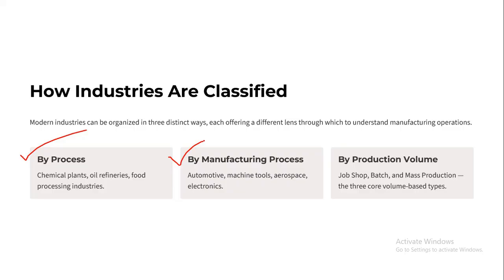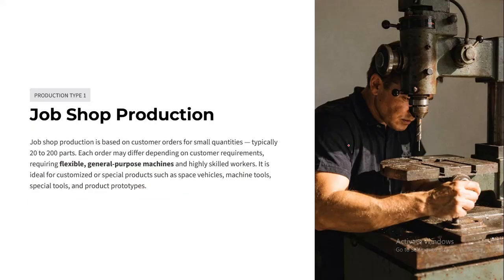Now, the third one is by production volume: how much, or the quantity of the products that the particular industry is manufacturing. For example, job shop, batch, and mass production are the three core volume-based types. First, we will see what job shop production is.